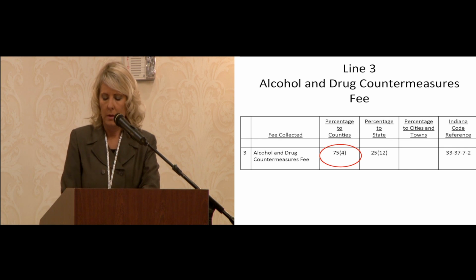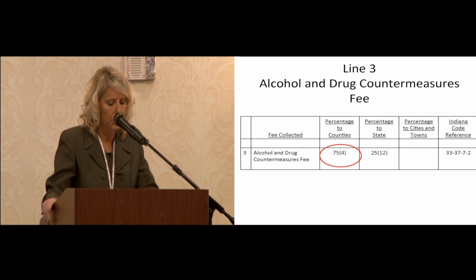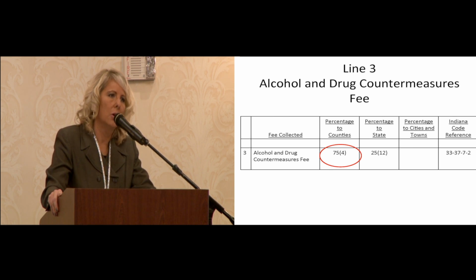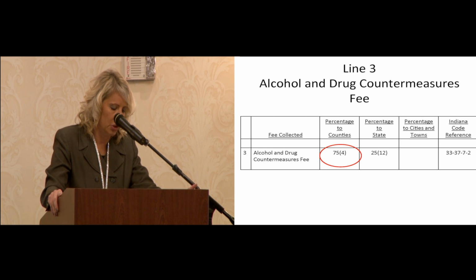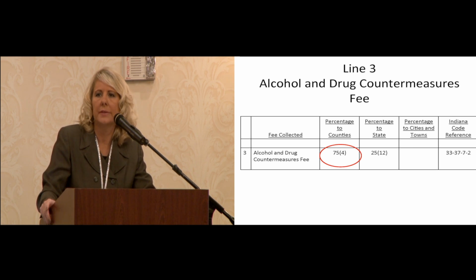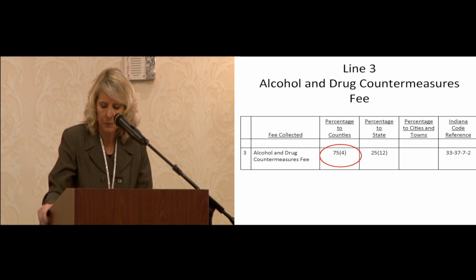Let's look at a different one. Let's look at line 3. Line 3 is the alcohol and drug countermeasures fee. You can see there's a whole bunch of alcohol and drug related fees, and so there's keywords to each one. This one happens to use the word countermeasures, and that's the unique word that identifies this particular fee.